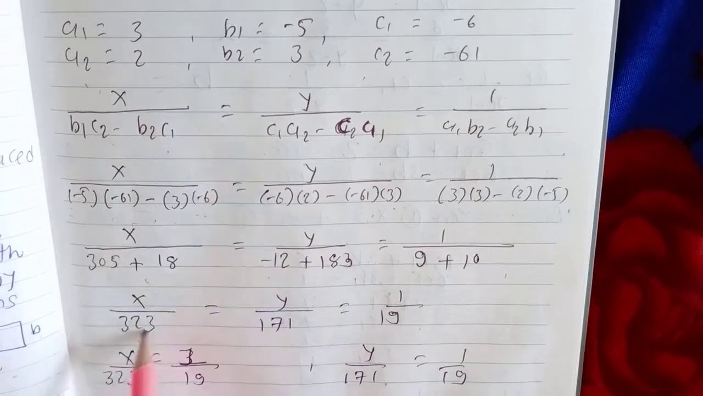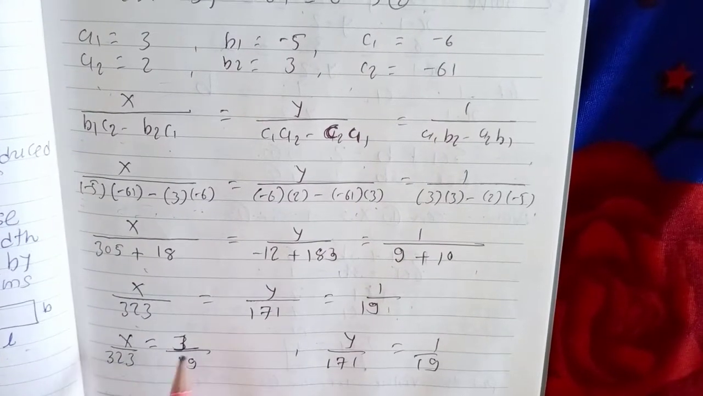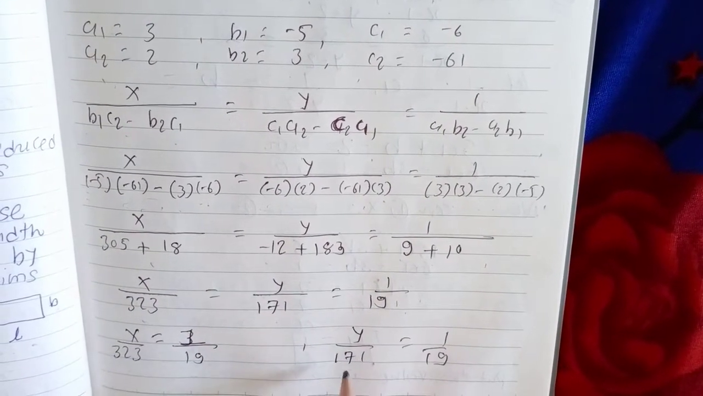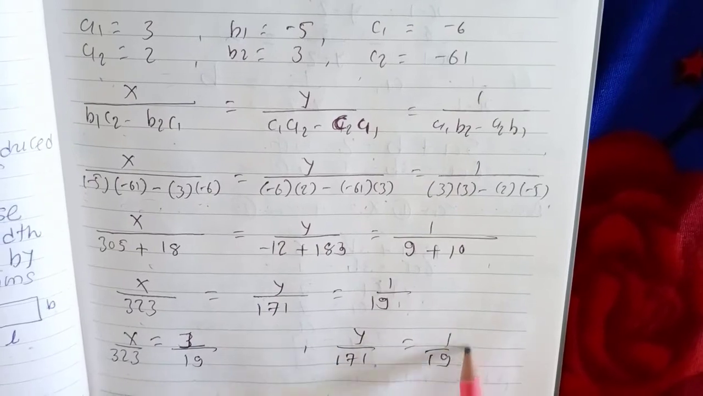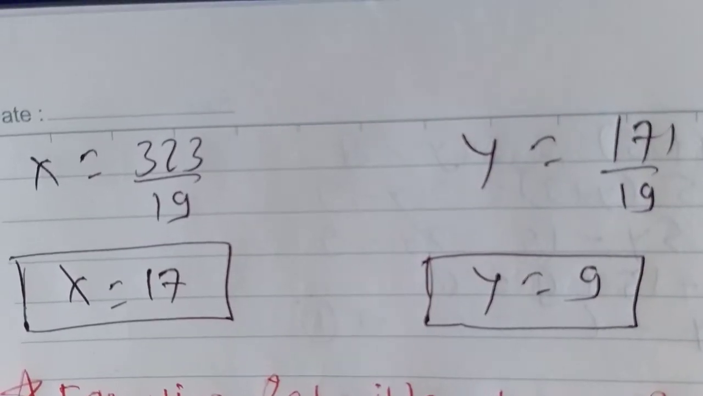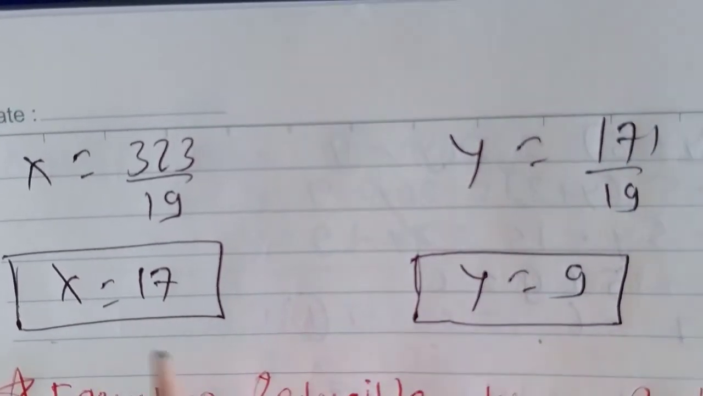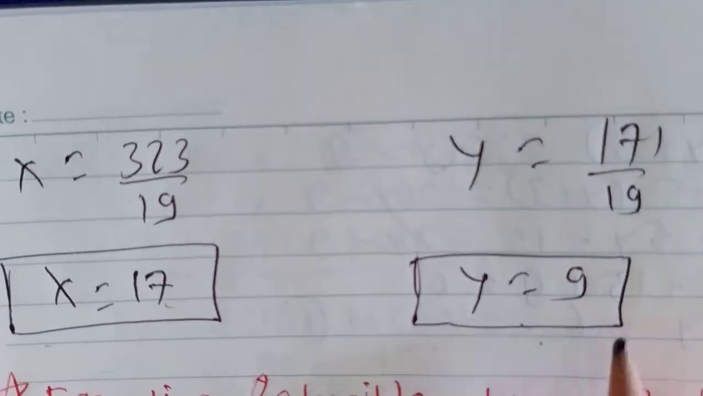So compare x to 1 and y to 1. x upon 323 is equal to 1 upon 19 and y upon 171 is equal to 1 upon 19. By solving this equation, we get x is equal to 17 and y is equal to 9. So length is 17 and breadth is 9.